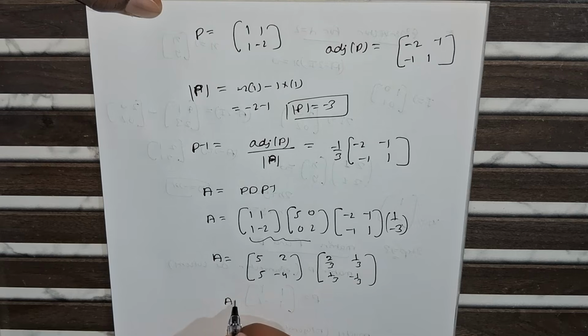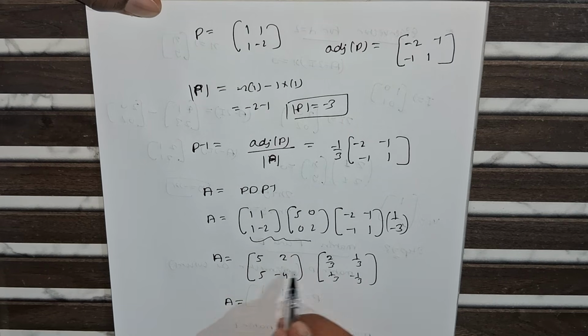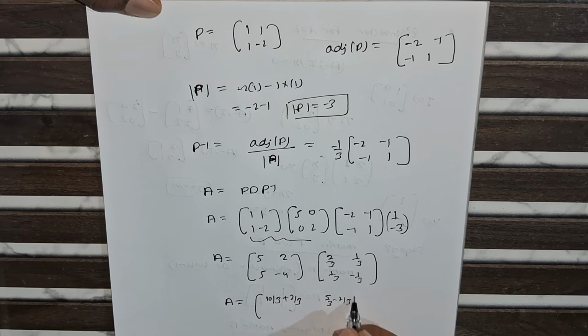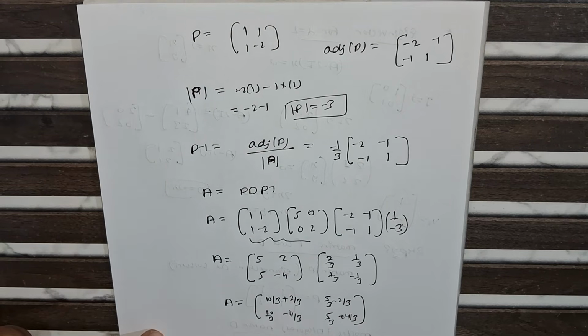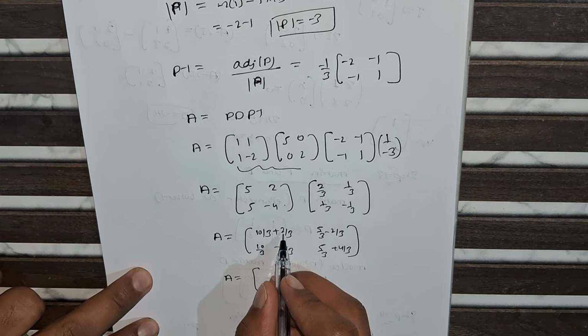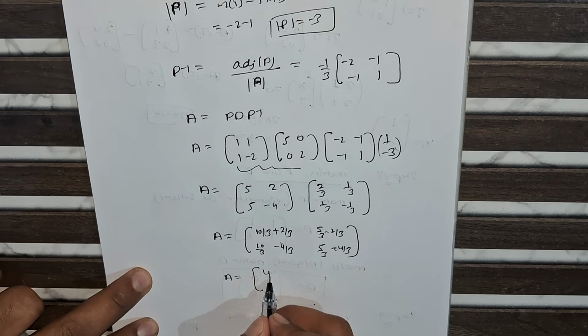So now A equals 5 into 2 by 3 plus 2 into 1 by 3, so this becomes 10 by 3 plus 2 by 3. Then 5 into 1 by 3 plus 2 into minus 1 by 3, which becomes 5 by 3 minus 2 by 3. Then 5 into 2 by 3, which is 10 by 3, and minus 4 into 1 by 3, which is minus 4 by 3. And 5 into 1 by 3, which is 5 by 3, minus 4 into minus 1 by 3, which becomes plus 4 by 3. So now A equals 10 plus 2, 12, divided by 3, it becomes 4.